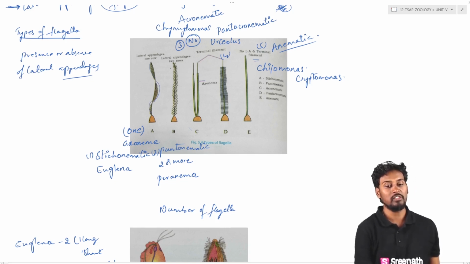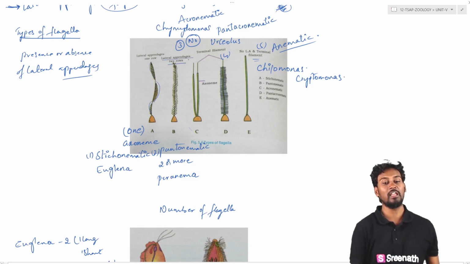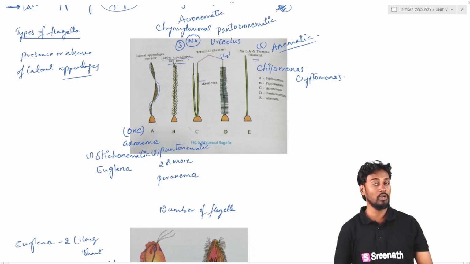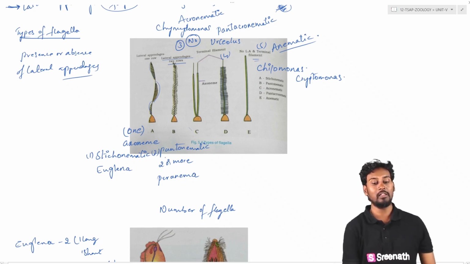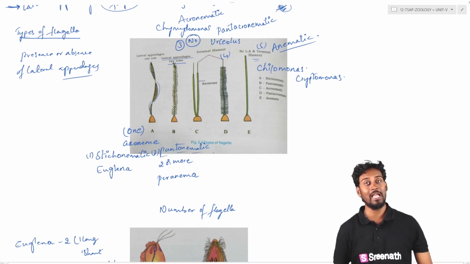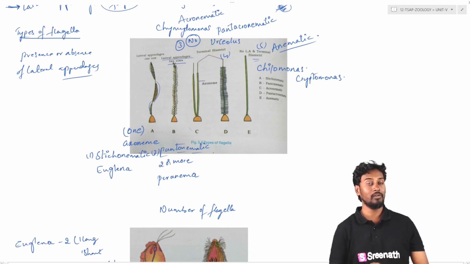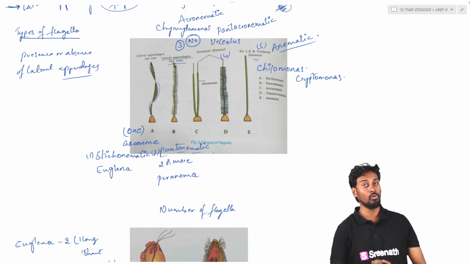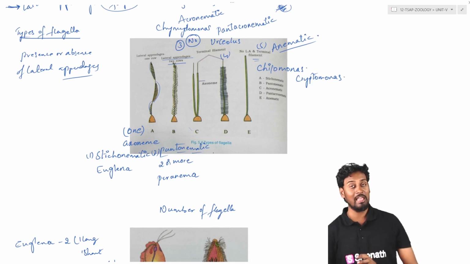Next, we can see the lateral appendages generally consisting of 2 rows on the axial filament. Because of the 2 rows of lateral appendages on the axial filament or axoneme, we call it pantonematic. So pantonematic flagella is one where there is an arrangement of lateral appendages generally present in 2 rows on the axoneme, that is the axial filament.